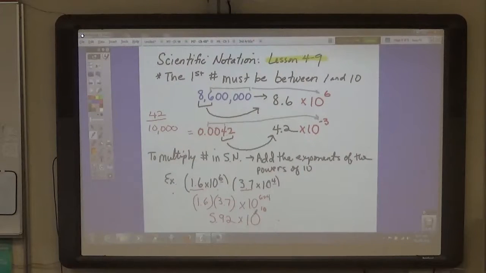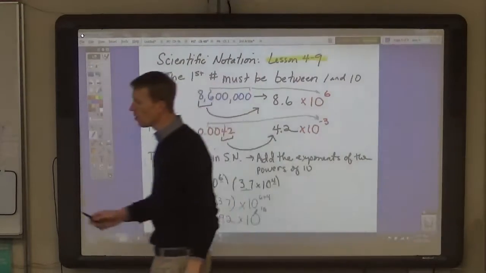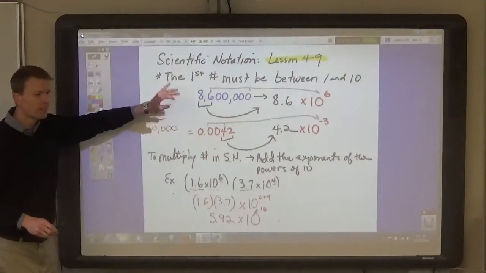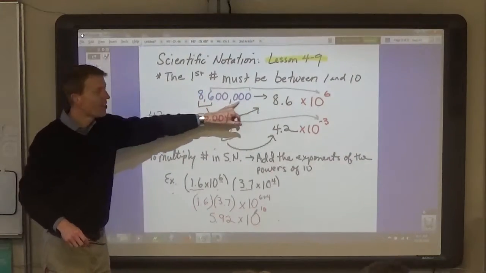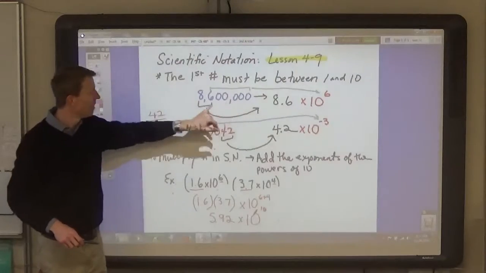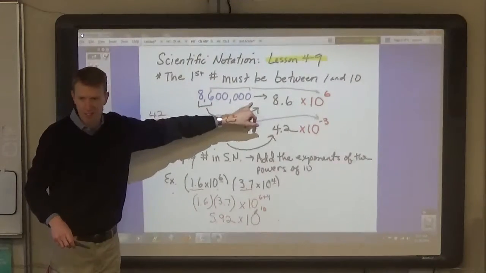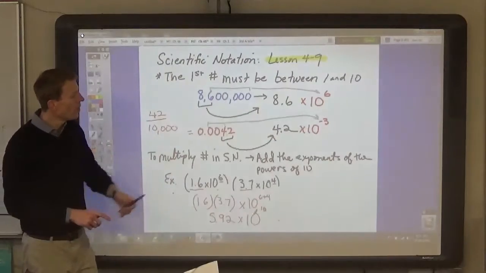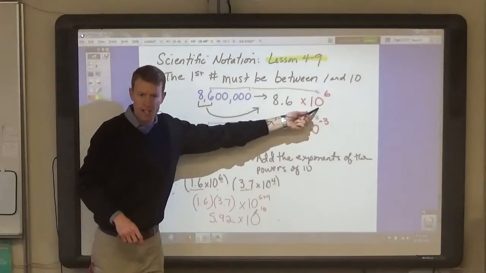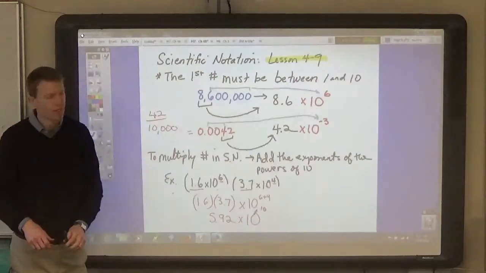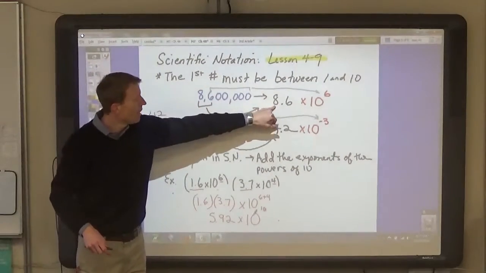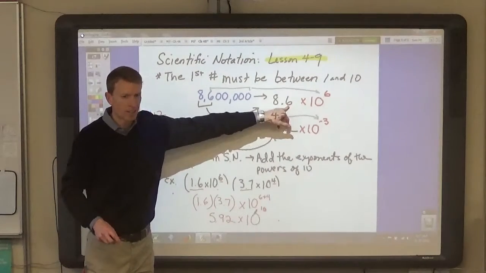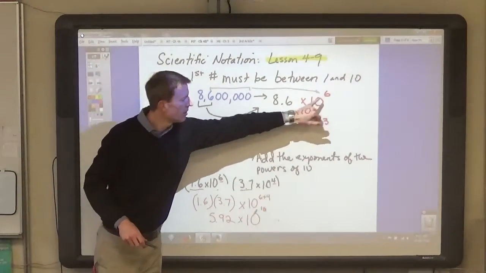All right, 7th graders, scientific notation, lesson 4.9. When you're converting numbers to scientific notation, you're starting with the number written in digit form, like this, 8,600,000, and converting it to a number that is written as a power of 10. So it's taking this number and writing it as 8.6 times 10 to the 6th power.